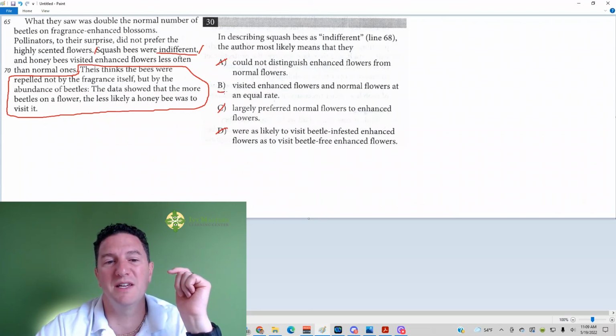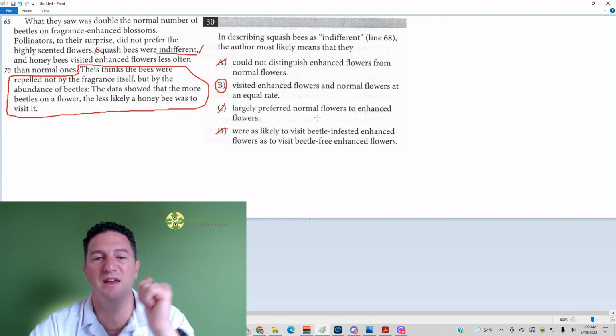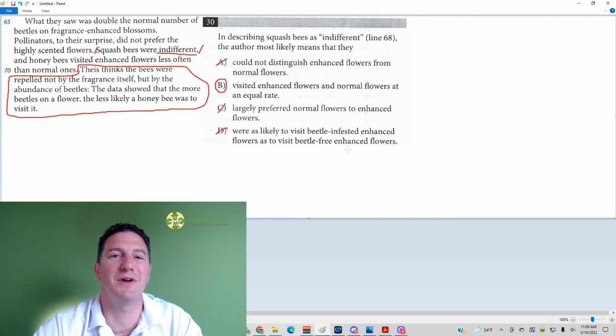By the way, the answer here is B. They're indifferent. They don't care one way or the other. They visited the enhanced and normal flowers at an equal rate.